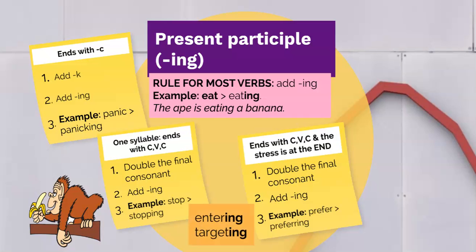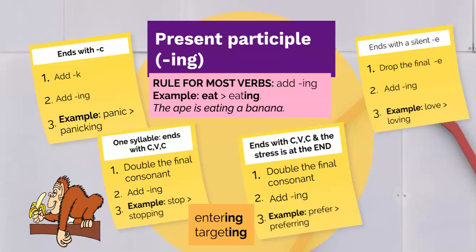Some people make the mistake of applying that rule for words where the stress is not at the end. If the stress is at the beginning, for example, enter, target, all you do is you add an ing at the end of the word. You don't do anything else to it.